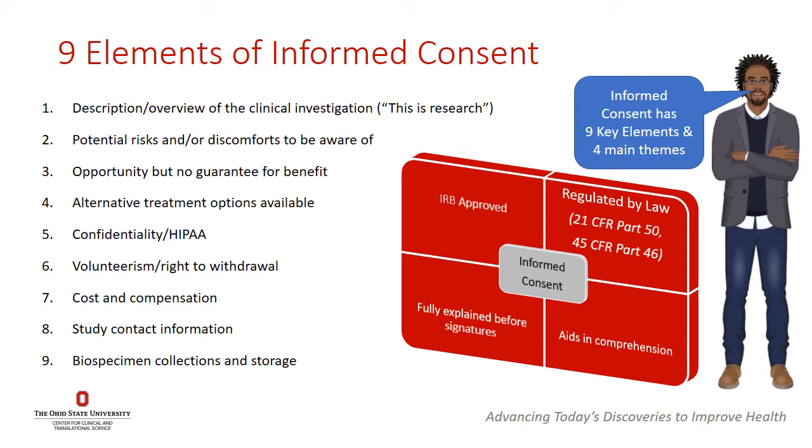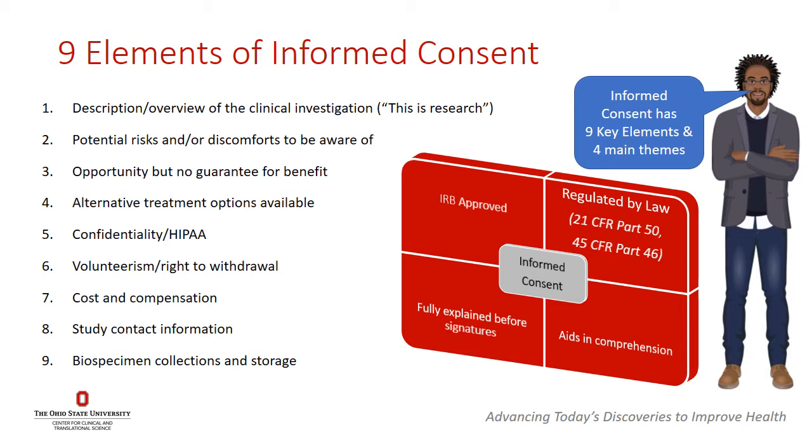Fourth, you must explain and provide any alternative treatment options available to the participant as provided by the physician. Fifth, a confidentiality and HIPAA statement. Sixth, volunteerism and the right to withdraw. Be sure the participant understands that their signature is not forever and they can withdraw at any time they feel fit. Seventh, cost and compensation. Each trial is going to be different and you want to make sure that the participant has a good understanding of what they may be compensated or charged for participating in the study. Eighth, study contact information, numbers, emails, and address of anyone that the participant may need to reach out to during the course of the trial. And ninth, biospecimen collection and storage.